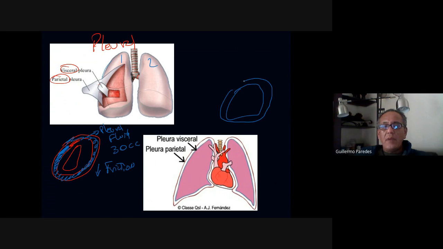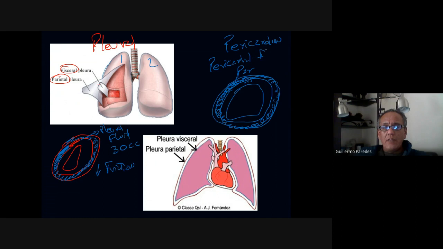These membranes, the double layer membrane, is called the pericardium. In between the parietal layer and the visceral layer, they have fluid. This fluid is going to decrease the friction. Friction of what? The heart with the surrounding organs. And that is the pericardial fluid. Pericardial fluid is about 30 cc.